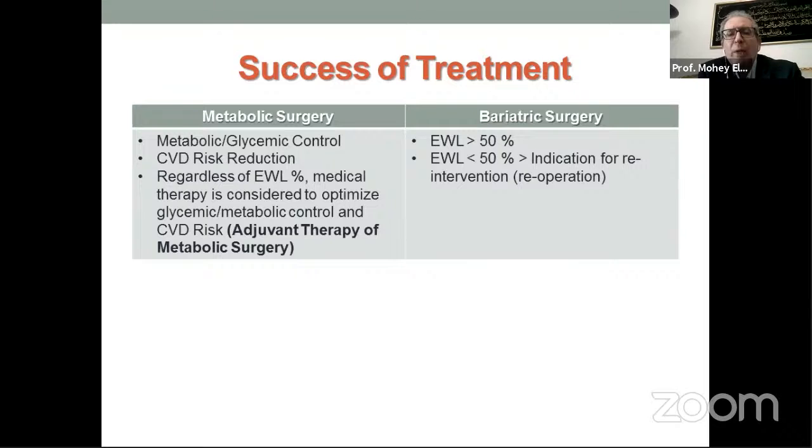How to measure the success of treatment? This also differs between metabolic surgery and bariatric surgery. In bariatric surgery, our main measurement is the excess weight loss. Of course, there are other measures now, total weight loss, and other measures that are all weight-centered. While for metabolic surgery, we measure the glycemic control, the reduction of the cardiovascular risk, and we consider adjuvant therapy of metabolic surgery. This is a new term that we use now. This means that some patients need anti-diabetic drugs until their diabetes status is established after the operation.